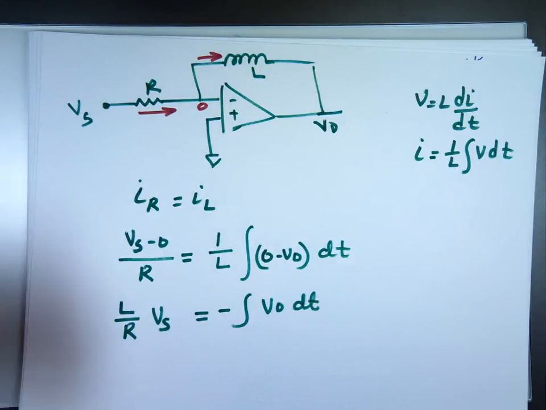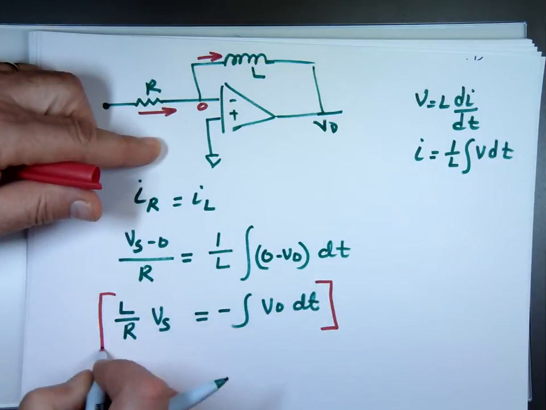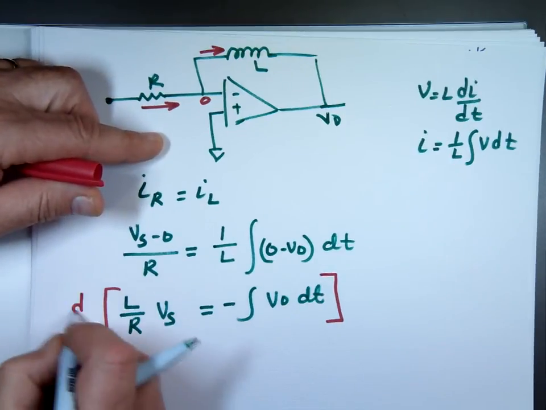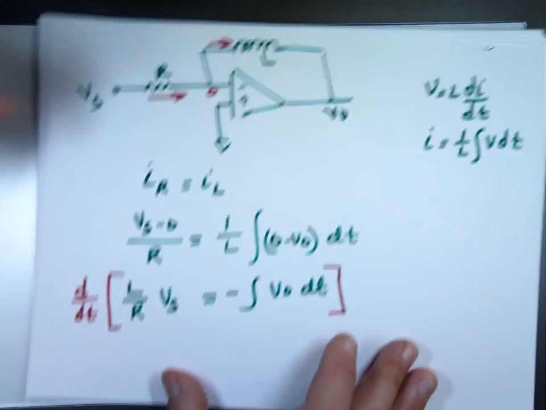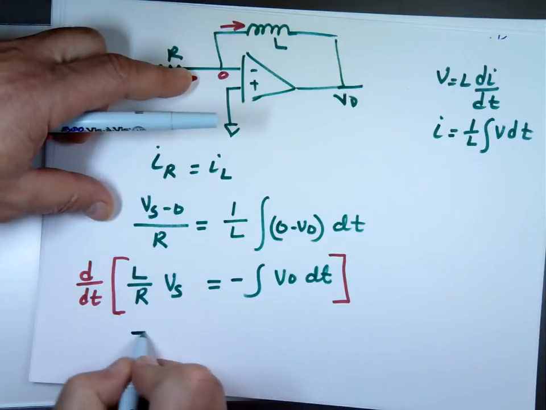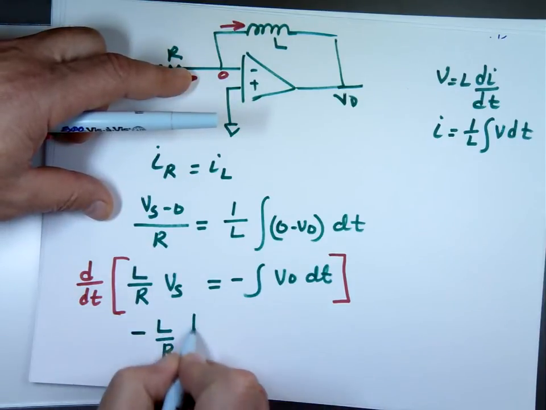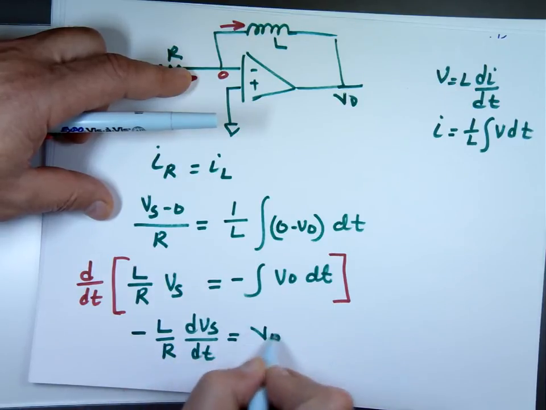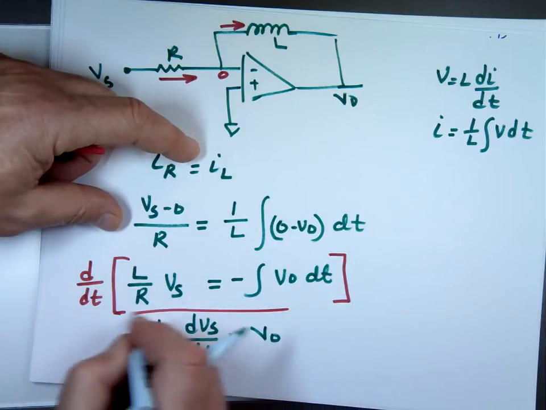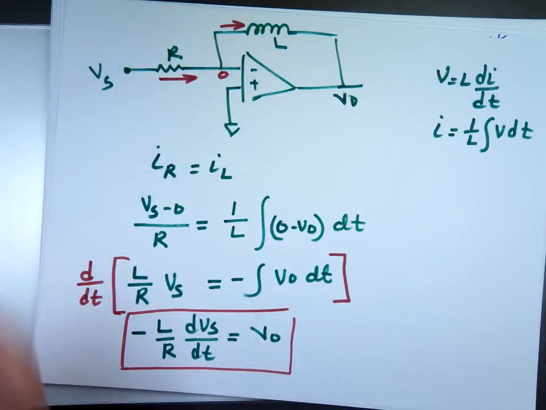How do you get rid of the integral? How about you take the derivative of both sides? When you take the derivative of the integral, they cancel. Why? One is the inverse of the other. They better undo each other. So I can bring the minus sign here: minus L over R times the derivative of Vs dt equals V out. And what do you know? This is also a differentiator. That's a differentiator.